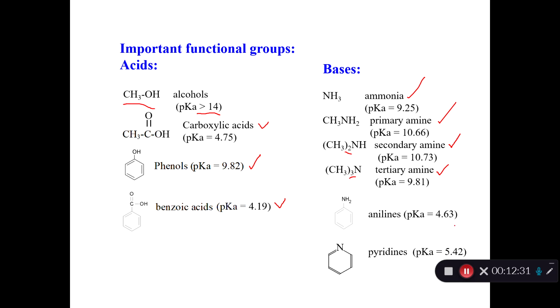And then there's your aniline and pyridines. So whenever you see those types of functional groups, you have to stop yourself and say, that could be an acid or that could be a base. And I guarantee you that on the final exam, I will give you a bunch of chemical structures and I will ask you which of these are acids and which of these are bases. And you're going to have to be able to look at the structures and figure it out for yourself.